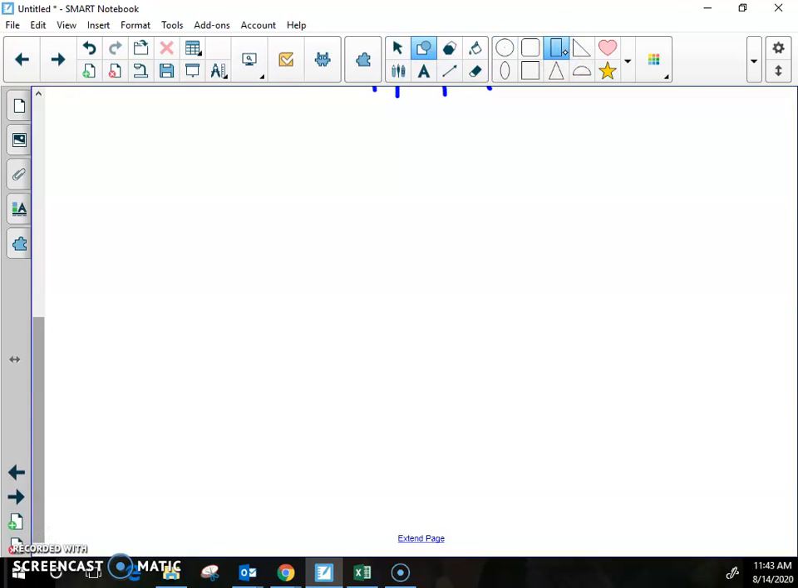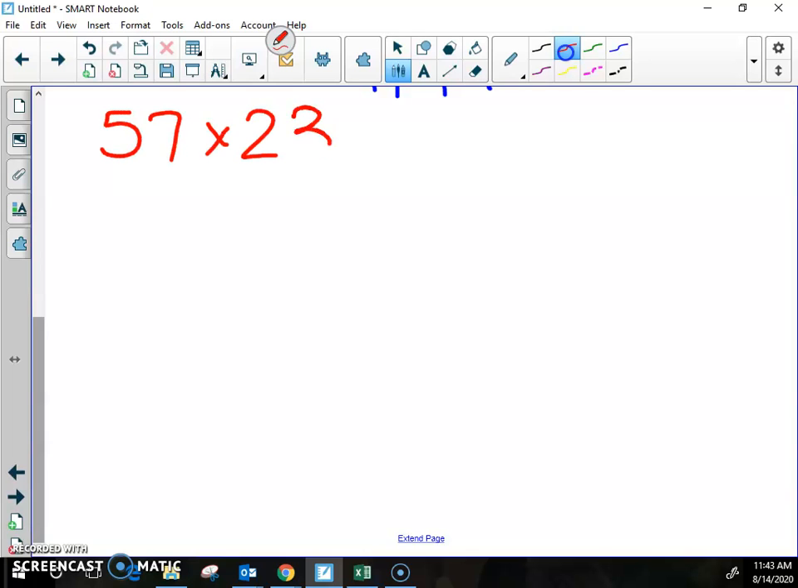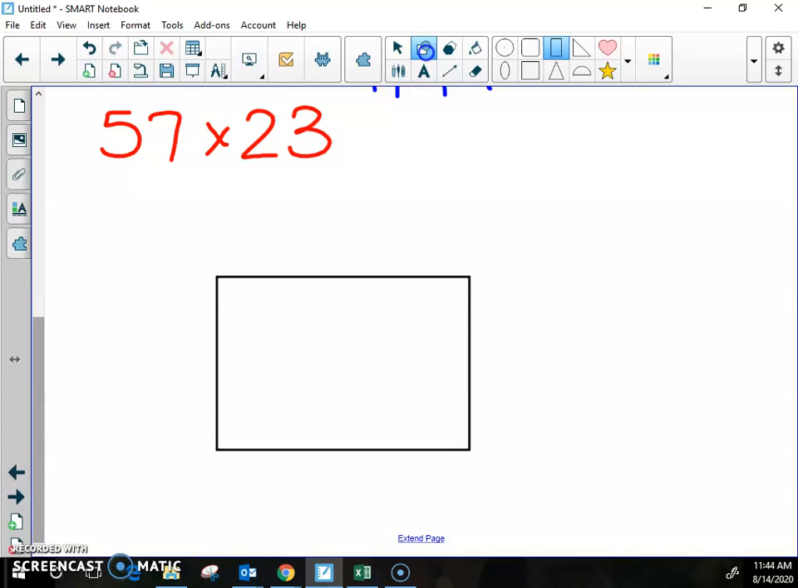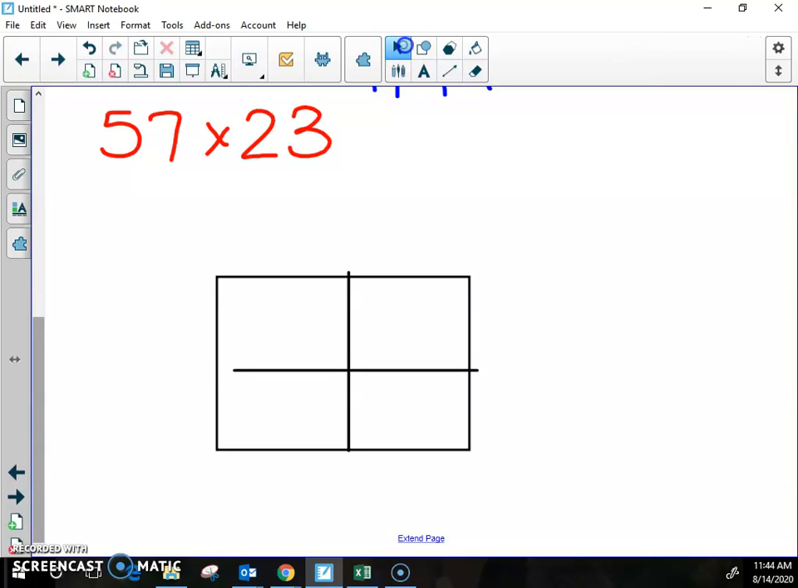So for lattice, you have to have a box for every number you're multiplying. What was the problem we said we were multiplying, Vicky? 57 times 23. So we have to actually have a box for all of these things. Okay? So I'm going to do it like this. Now I'm going to have one box for the 5 and the 7, and also have to have a box for the 2 and the 3.